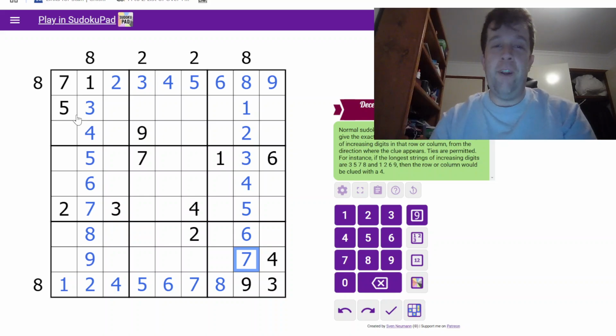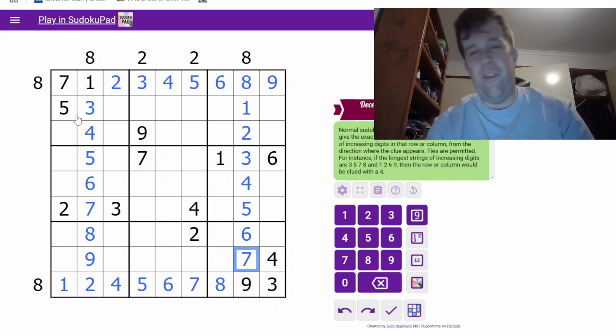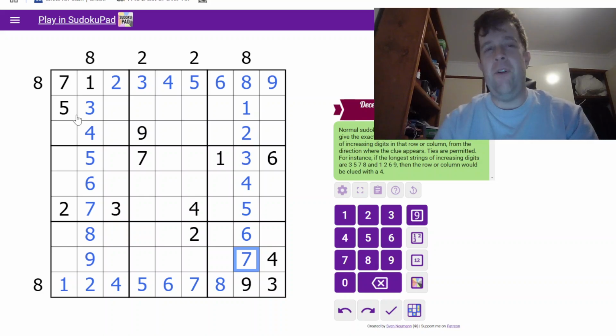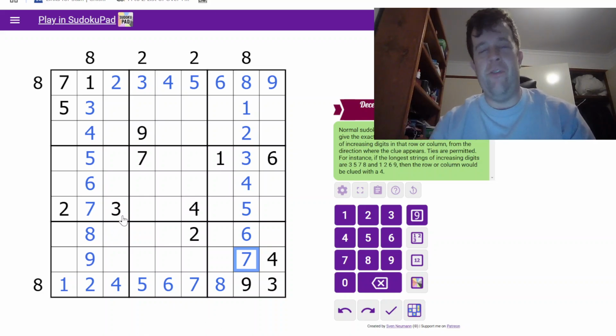Now, I'm going to tell you right now, the rest of this puzzle you can solve. If you have no idea about what you're doing, and you're like, oh, I don't know how I'm going to use these two clues, you don't actually have to use them. The rest of the puzzle will solve without them.